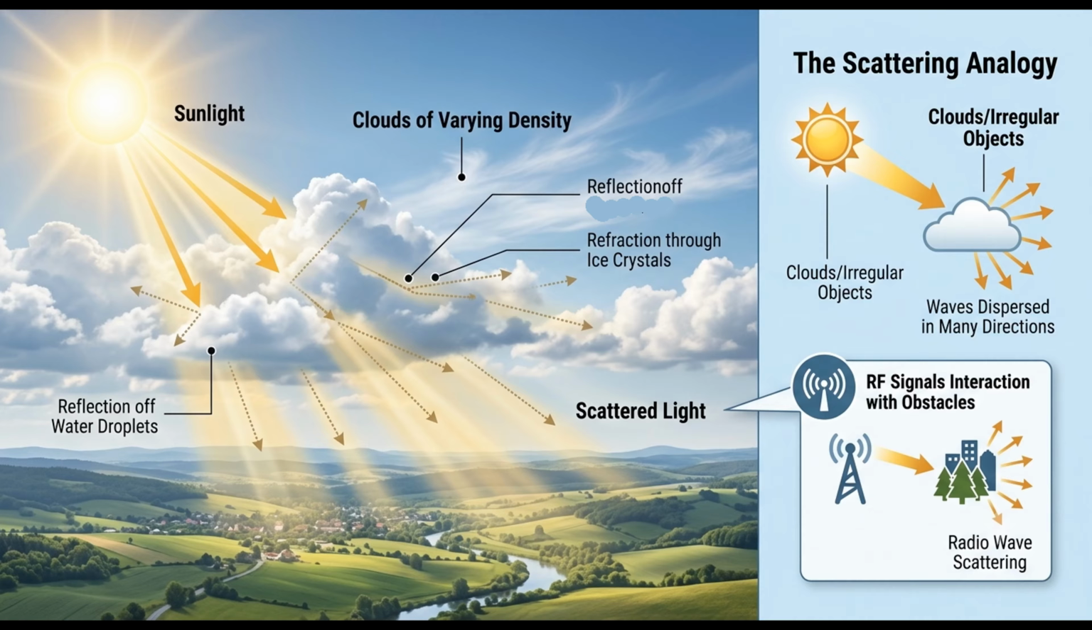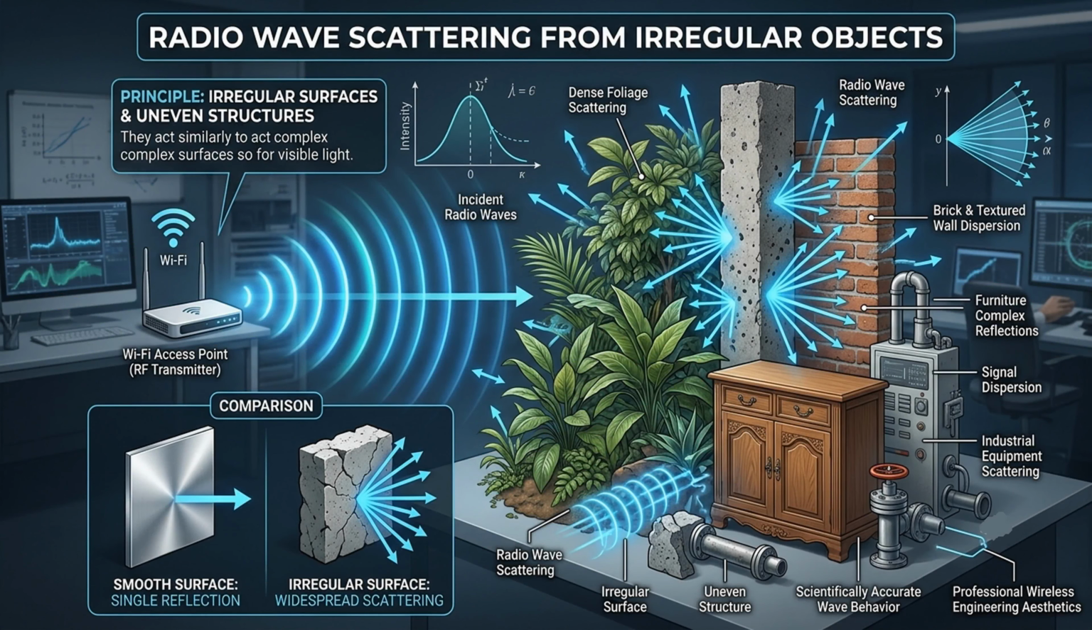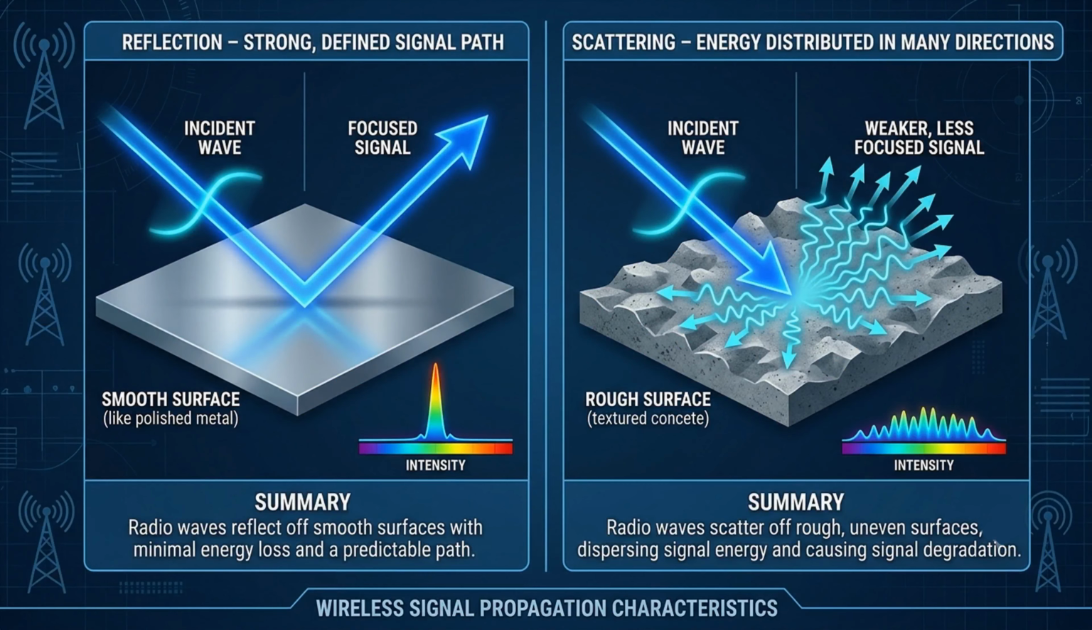As light interacts with clouds of varying thickness and density, it is reflected and refracted in different directions, causing the sunlight to spread out. Radio waves behave in a similar manner when they encounter objects with irregular surfaces or varying structures. Unlike reflection, where a significant portion of the signal follows a defined path, scattering distributes the signal energy across many directions.